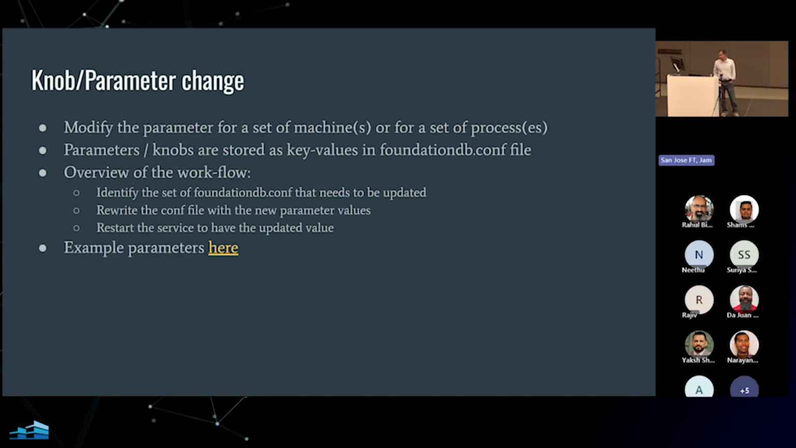This is relatively straightforward. You generate the new conf file, compute the new conf file, and restart the service, and that will ensure the parameters are in effect. All the parameters are essentially command line arguments to the FDB server binary. I've linked a set of examples of the parameters. The parameters range all the way from the format of the log file, JSON versus XML, to the cache memory, to the location of the cluster file. All of that is simple key values inside the conf file.